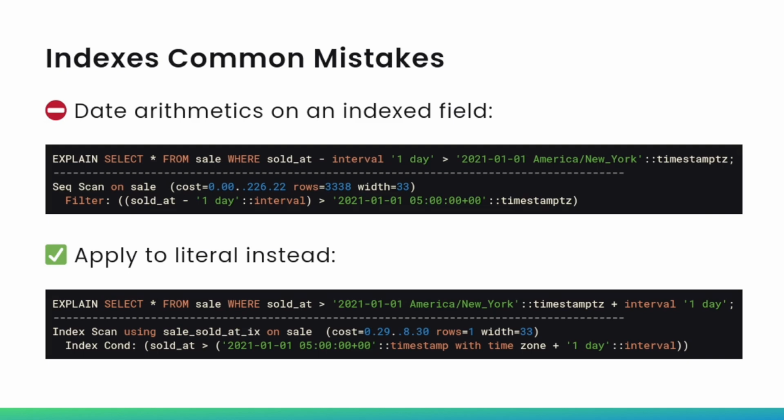Date arithmetic with interval is also a very common mistake that I see. It's very similar to the one we saw with the primary key, but this time it's date arithmetic. So instead of sold_at minus 1 day, you can just say sold_at greater than some date plus 1 day. Just move the expression to the other side, and the database is able to use the index.